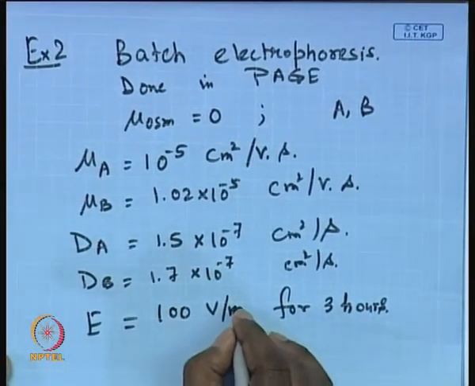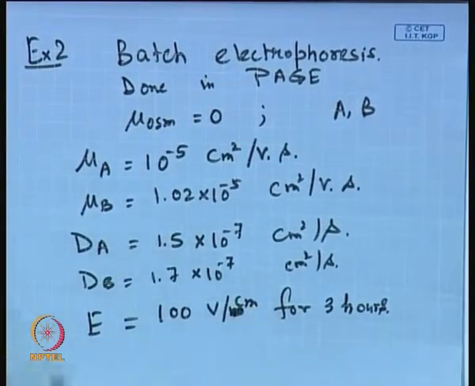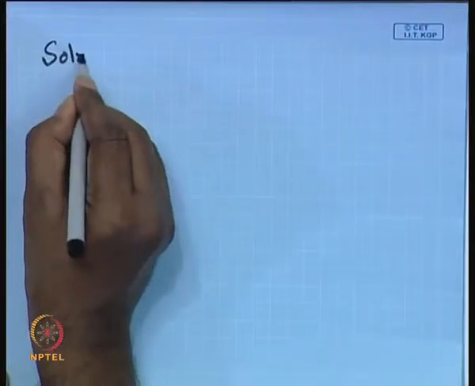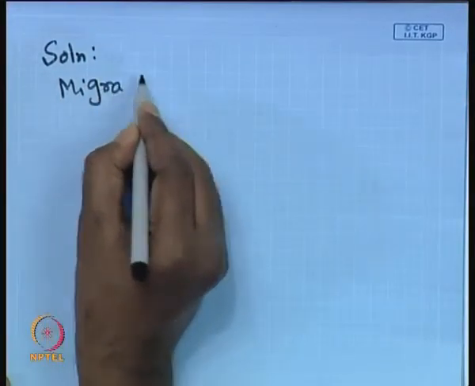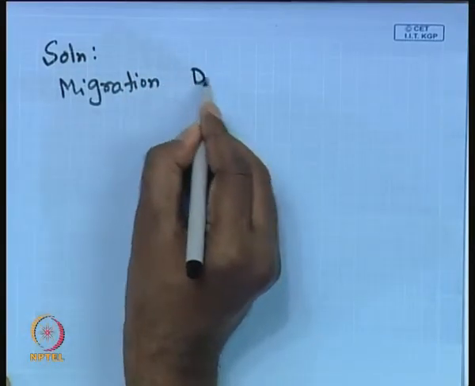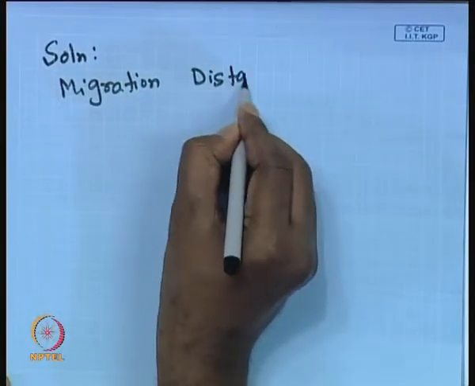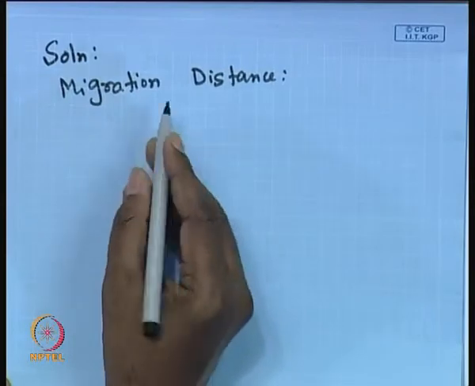This is 100 volt per centimeter, I guess. Okay. So, now we have to again find out the location of the peaks, peak width and the resolution of the two proteins as we have solved in the earlier problem. Now, the solution is almost the same as the earlier one. The migration distance can be obtained by putting the values there.